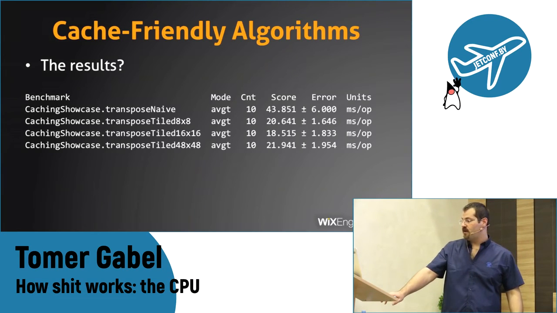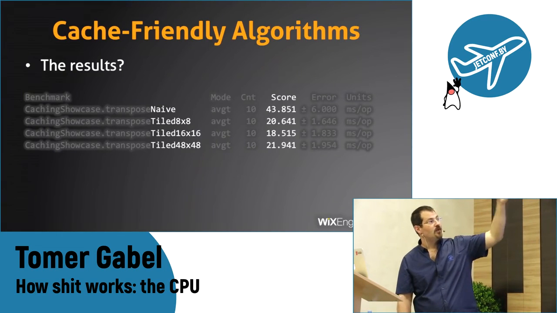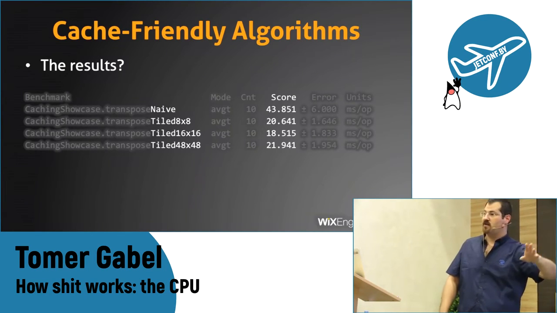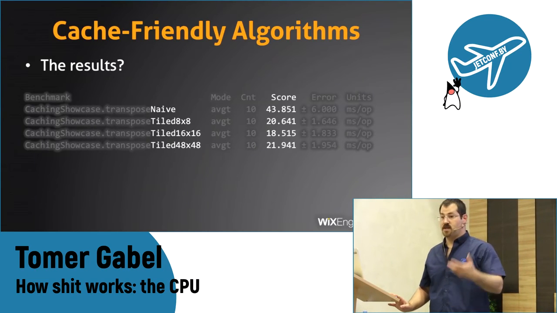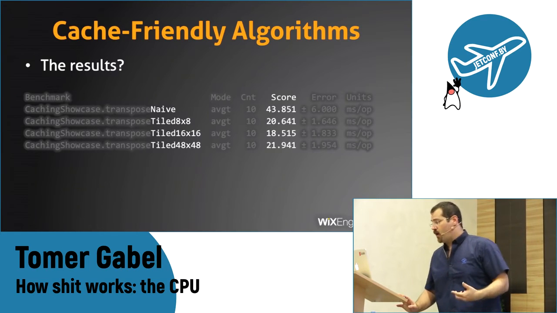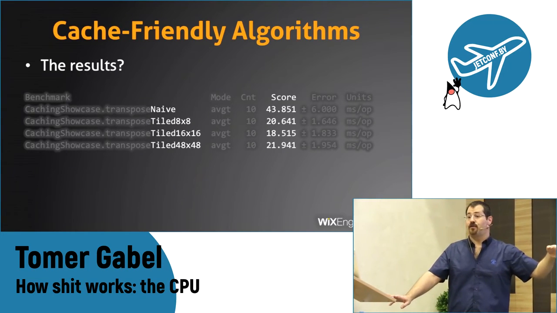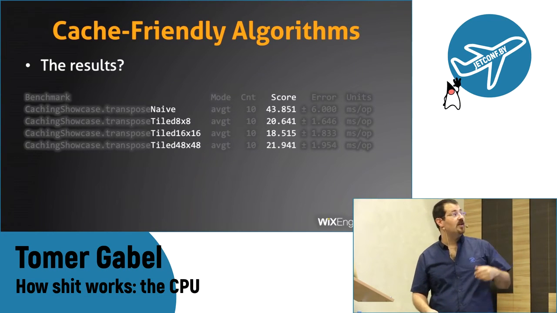So what we have here are four versions of the same algorithm. We have the naive one, which takes about 43 milliseconds on this particular laptop right here to process a 4K resolution image of a cat. And then you have the various tiled versions for various tile sizes. So for 8x8 pixels, it takes 20 milliseconds.